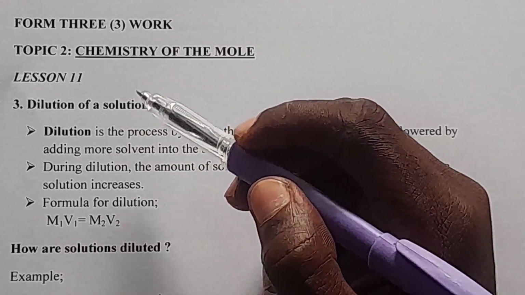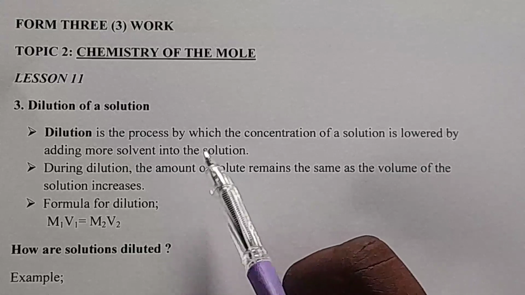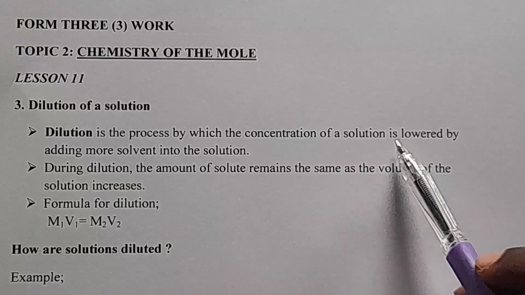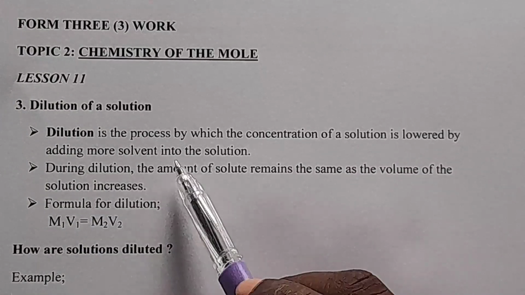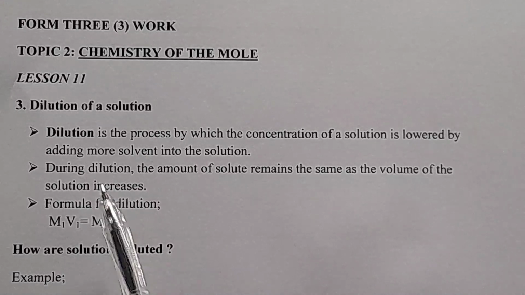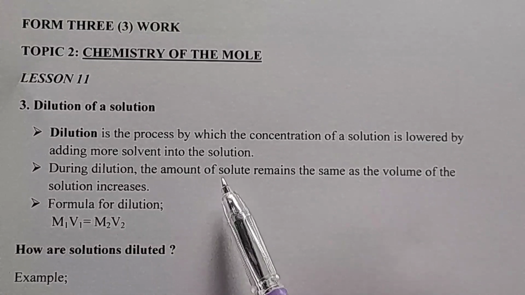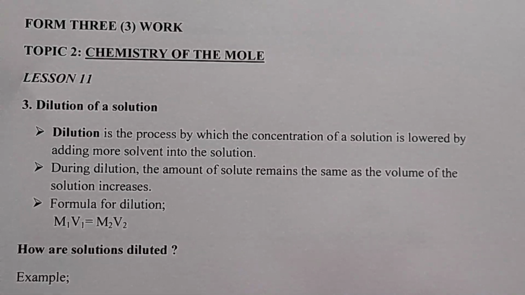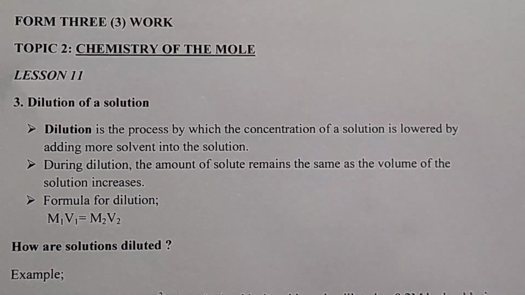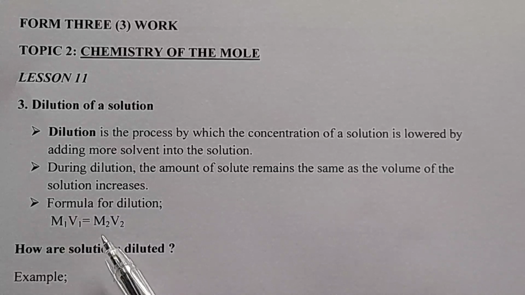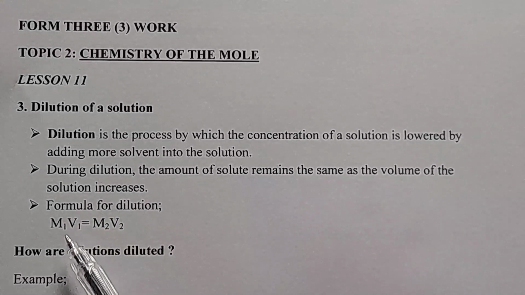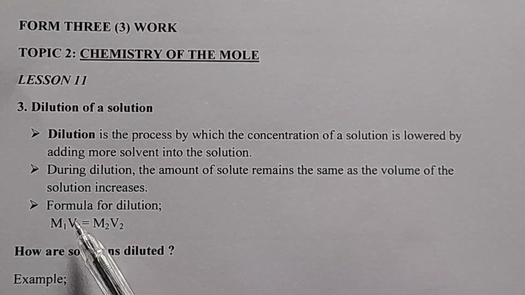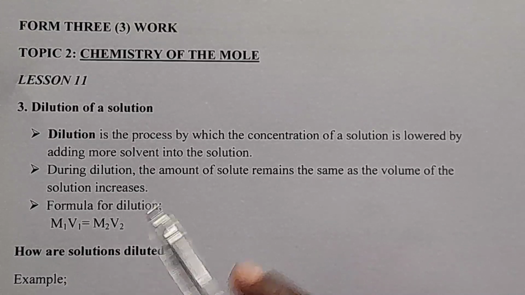So what's dilution? Dilution is the process by which the concentration of a solution is lowered by adding more solvent into the solution. During dilution, the amount of the solute remains the same as the volume of the solution increases. So the formula for dilution is M1V1 = M2V2, where M1 is molarity 1 and volume 1 will be equal to molarity 2 and volume 2.